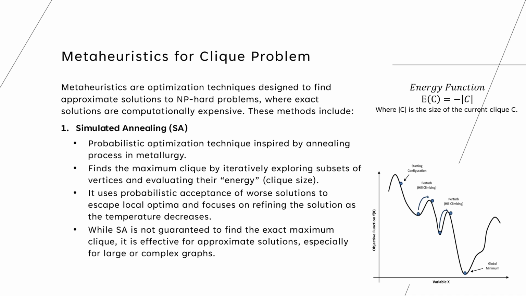In this slide, we can explore the meta heuristics for the clique problem. Meta heuristics are powerful optimization techniques aimed at finding approximate solutions for NP-hard problems like the clique problem, where finding an exact solution is not feasible. One popular meta-heuristic approach is simulated annealing. This method is inspired by the annealing process in metallurgy, where materials are heated and slowly cooled down to reduce their defects.